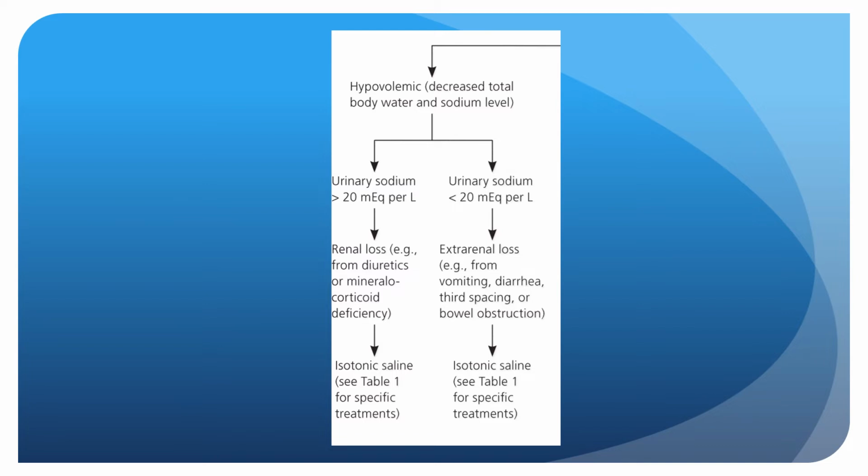Whereas if the urine sodium is less than 20, this correlates to a FeNa less than 1%. This means the kidneys are working correctly by trying to reabsorb as much sodium as possible. Think of extrarenal losses like vomiting, diarrhea, third spacing, or bowel obstruction, in which the treatment is to replace the losses with isotonic fluids. So why would you treat with isotonic fluid? Because remember, it's actually hypertonic to the patient's serum, which is hypotonic.